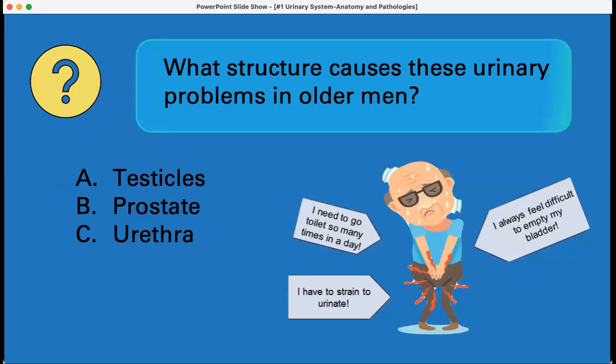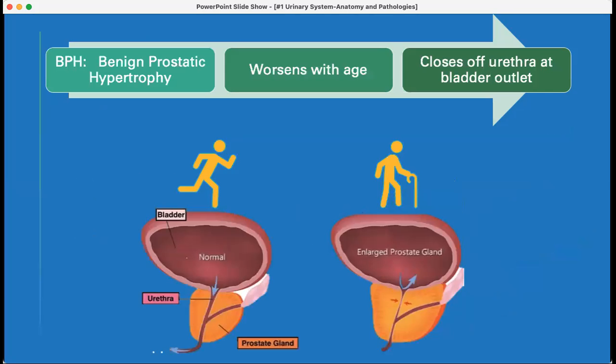So what structure causes urinary problems in older men? Testicles, prostates, or urethras? Which structure causes urinary problems in older men? Just about 100% of men are going to develop prostatic hypertrophy, and many will have prostate cancer. But let's talk about the first thing, which is benign, non-malignant prostate enlargement.